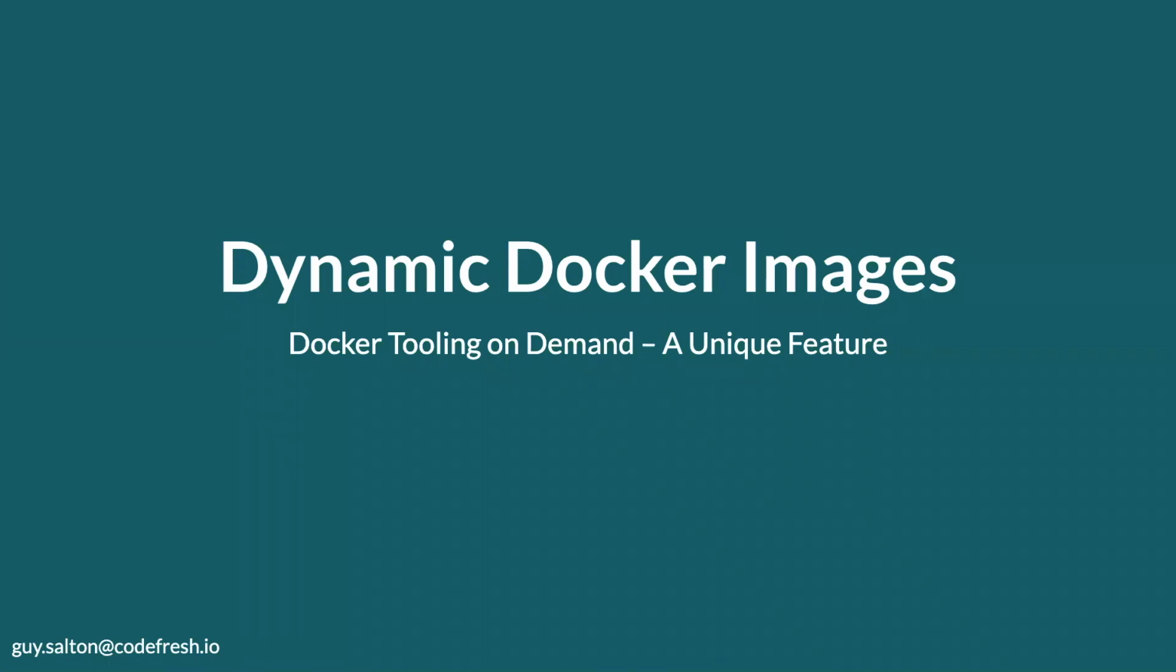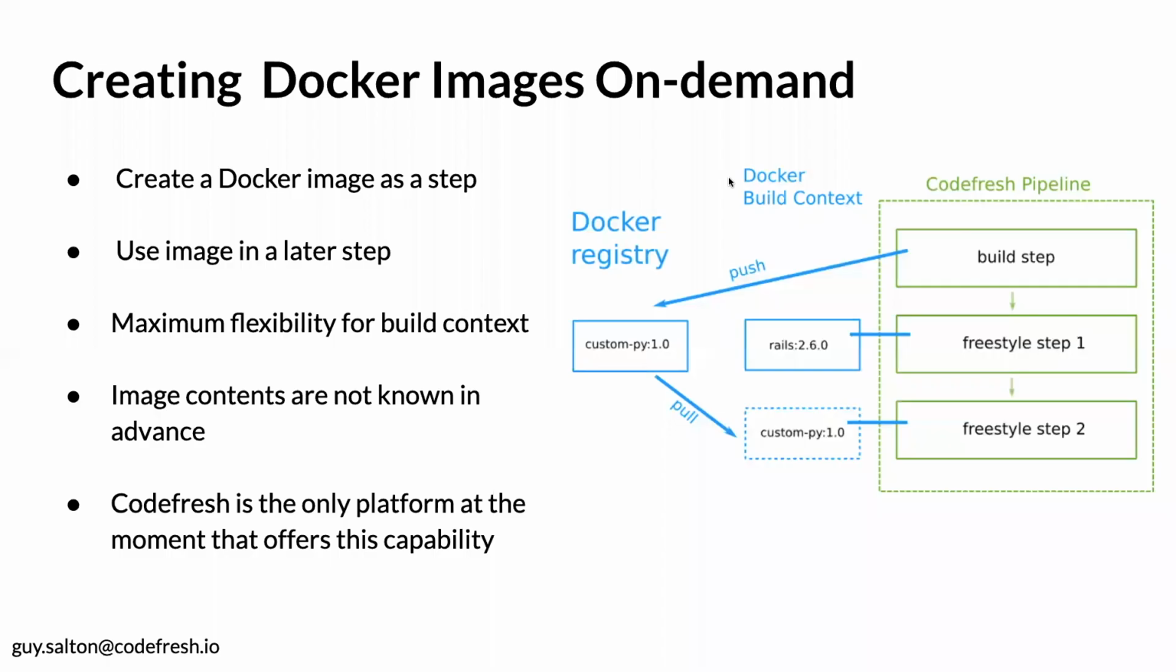Until now, we saw only how to use a pre-made Docker image. But now let's see an example of building dynamic Docker images as part of your workflow. So sometimes as a developer, you want to create your own custom Docker image as part of the pipeline. In this example, we create a new Docker image in the first step. We will push it to the private Docker registry that comes with your Codefresh account and use this image in the next step.